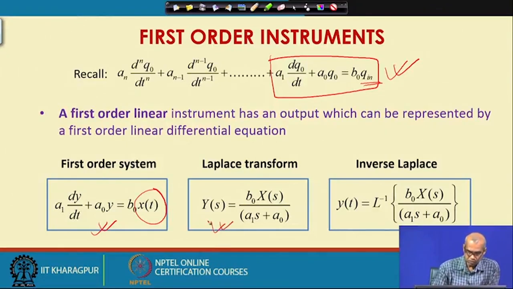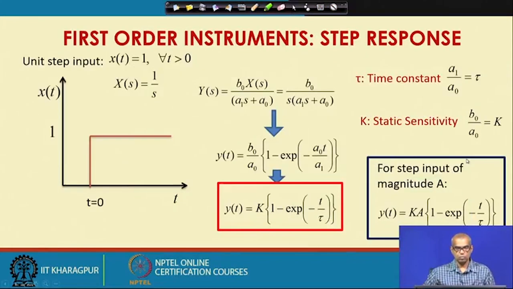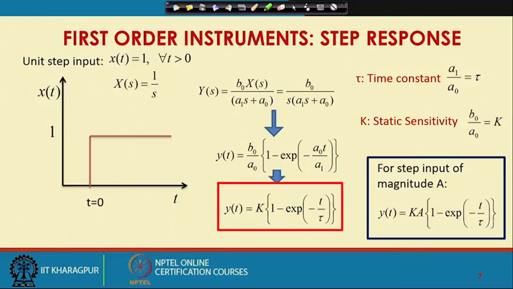Take Laplace transformations, and then if you take inverse Laplace transformations, you will get the output corresponding to this input. So, let us consider I am giving a unit step input to my instrument. My instrument, a first order instrument, you can consider it to be a thermometer. At t equal to 0, I give a step input of magnitude 1. So, I call it a unit step input.